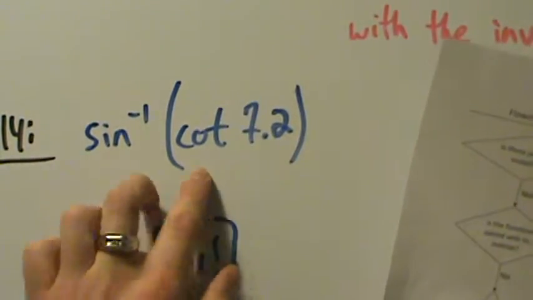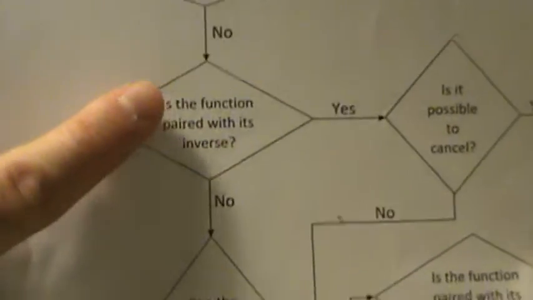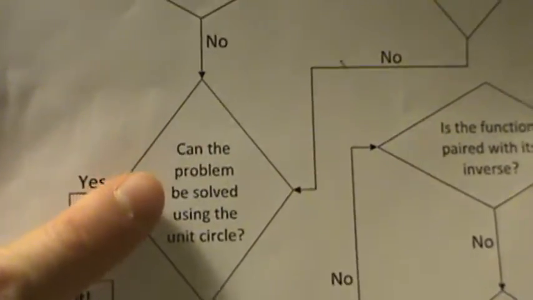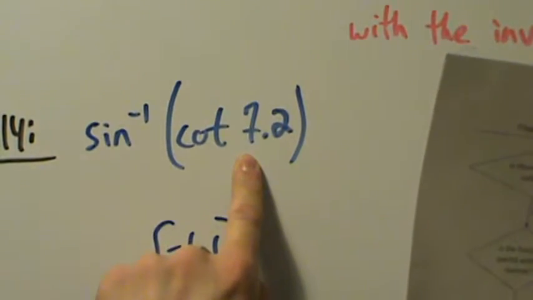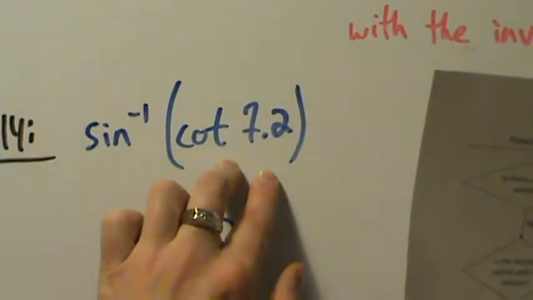Is the function paired with its own inverse? No, it's cotangent with inverse sine. Cotangent, inverse sine. So is the function paired with its own inverse? No. Can the problem be solved using the unit circle? In other words, is 7.2 a nice angle on the unit circle? Absolutely not. It is not at all. So no, we cannot use the unit circle to solve this problem.